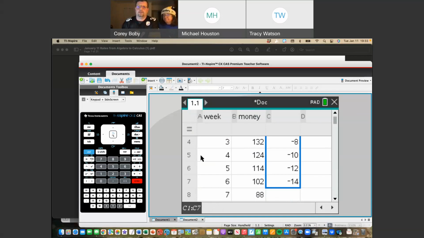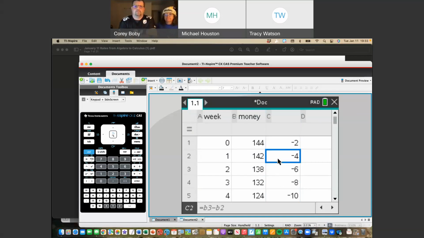And if I look at the formula, I did not type this, but in this C2 situation, it took B3 minus B2. If you've never used fill down on Excel, it's a beautiful thing. You should learn how to use it, because fill down is a beautiful command in terms of spreadsheets, but it's available on the Nspire. And I can see that Tracy was correct with her math.